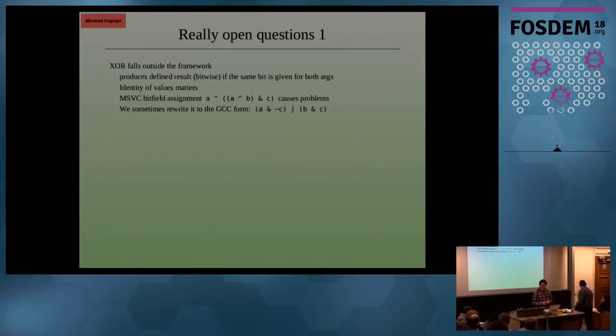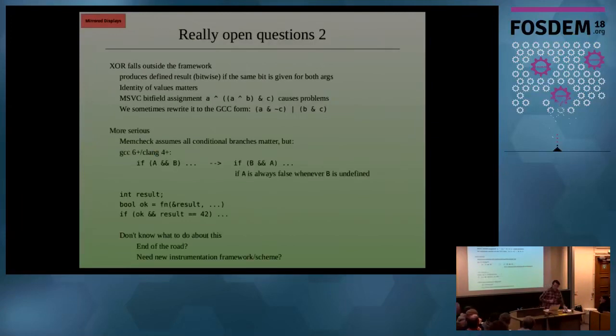So yes, we try and rewrite it on the fly, but it's difficult and limited. But that's not the big deal. A much more serious problem is that Clang 4 started violating a basic assumption about Memcheck. Memcheck has always assumed that every conditional branch you make has importance in the final result of the program. But that's not actually true anymore, because what both compilers will do, in certain circumstances, is compile A and B in the C semantics as if it was B and A.